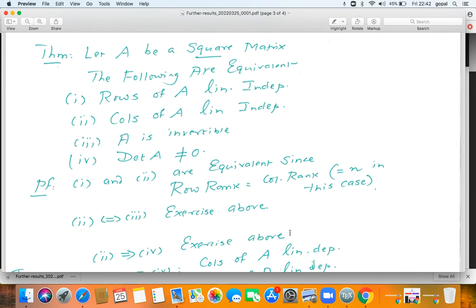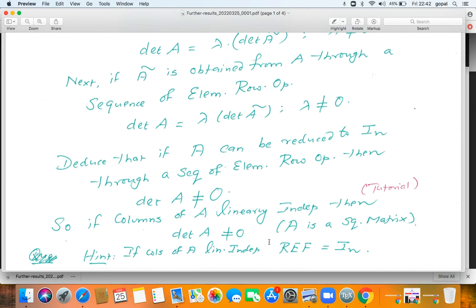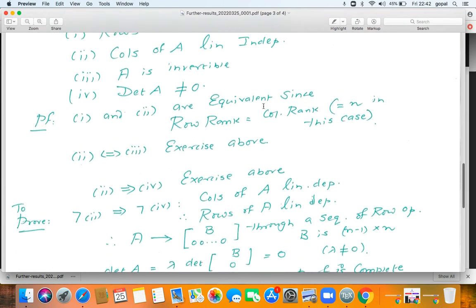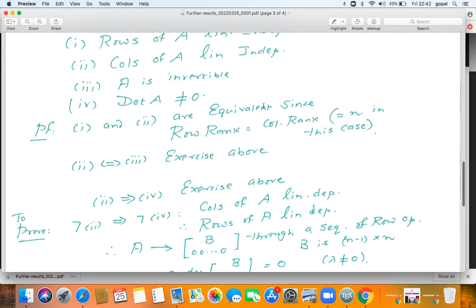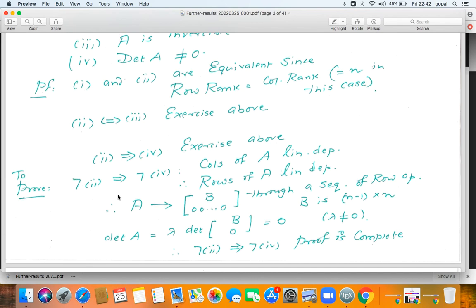2 implies 4. If the columns are linearly independent, then I know that I can reduce A to the identity matrix through a sequence of elementary operations. And the very first exercise that we did says that if the columns are linearly independent, the determinant is not zero. So 2 implies 4 is one of the exercises above. So all that I have to show is 4 implies 2. To show 4 implies 2, it is enough to show that not 2 implies not 4. Contrapositive. I prove the contrapositive: negation of 2 implies negation of 4.